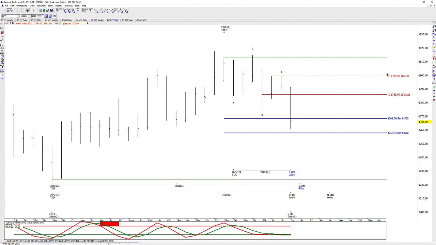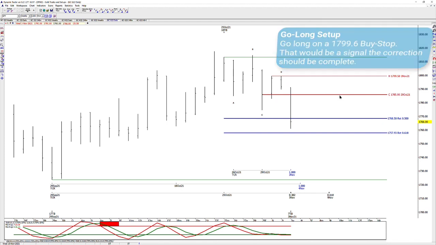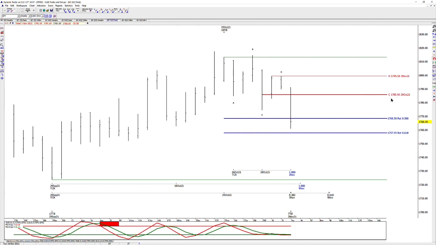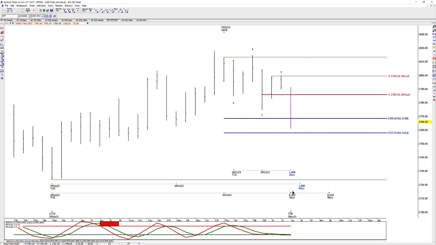Certainly, a buy stop to go long at 1799.75, or 60, excuse me, certainly a buy stop above this high. But from my point of view, I'd also enter a long position on a close above 1785.90 because of the strength of being in a position to have completed a correction, both so far making a low in the 3rd and 4th day, and we don't know if that low is going to hold, but if it should, and being in the 50-62% retracement.